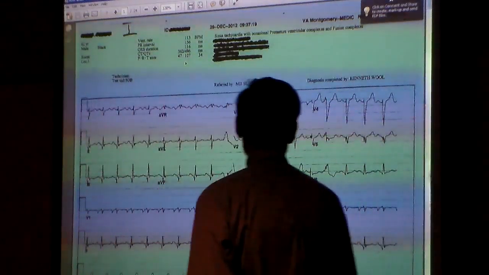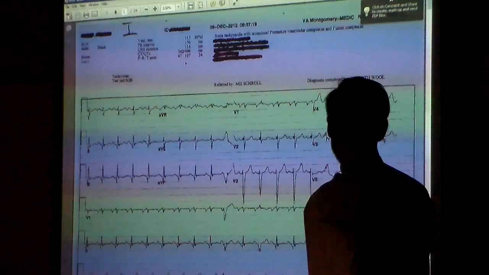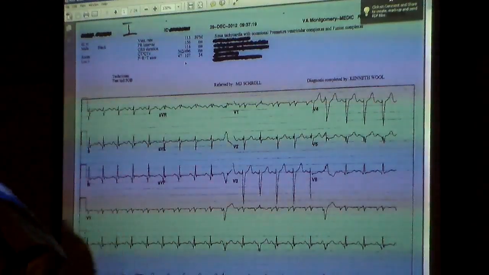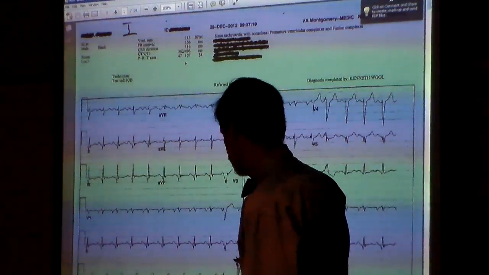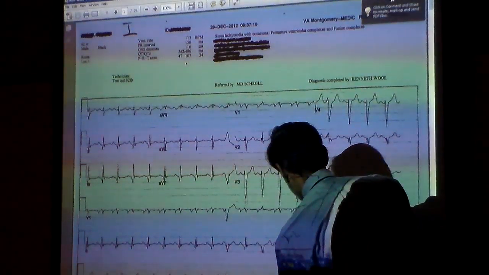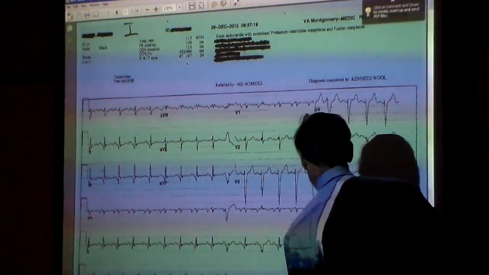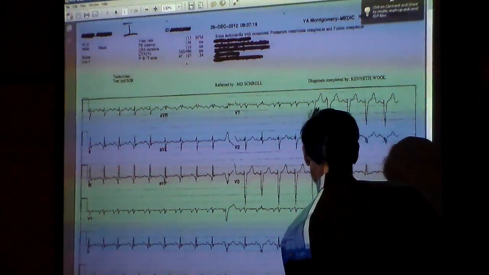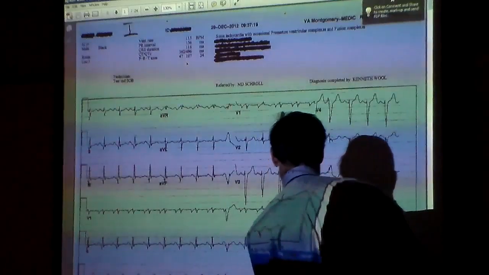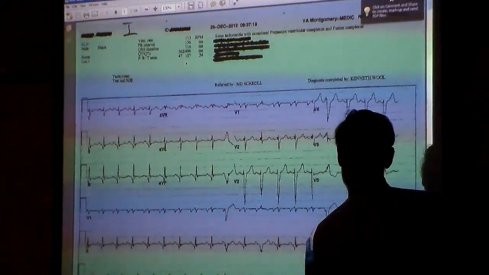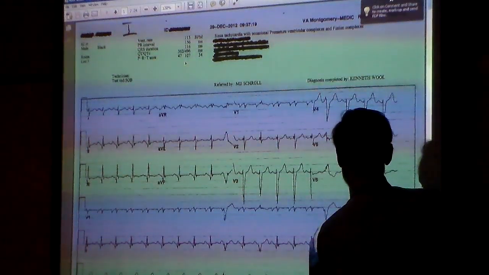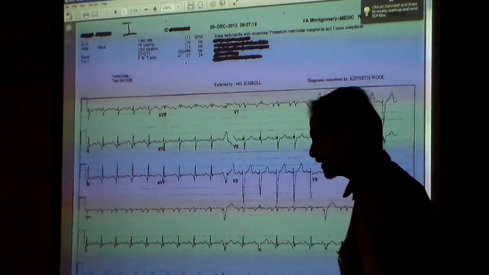But what about the pause after the PVC, what do we call that? Right, a compensatory pause. And why is that? Because when you say compensatory, what happens? If we look at, let's say, 2 R-R intervals, that's going to be 2 R-R intervals, and then 3 R-R intervals. So if it's got a compensatory pause, then that one falls right back in time. Okay, so that's what we mean by the compensatory pause.